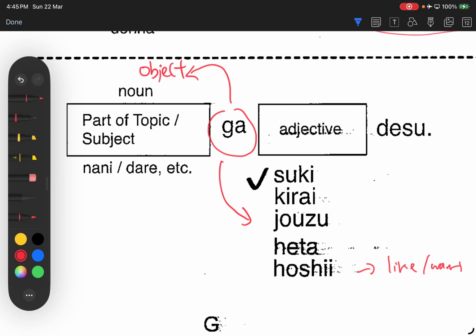Right? Now we have nani and dare. So nani and dare are our question words here. There's more that we can ask. So we can describe a place, we can describe an object, we can describe a location, we can also describe a person. So you can use doko, dare and stuff like that.